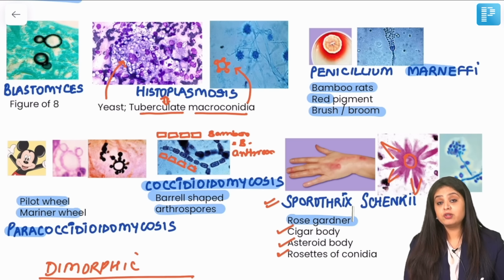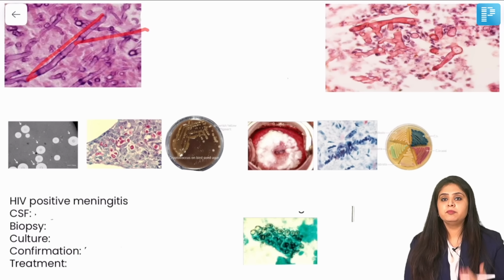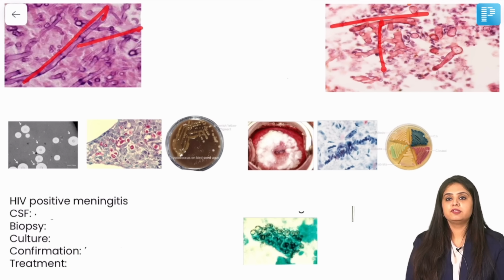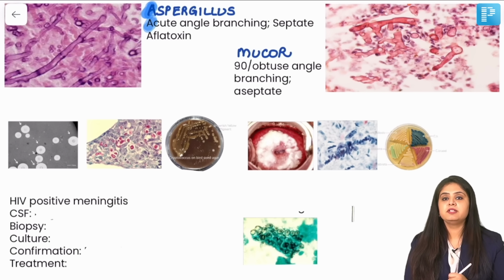and all of these together are classified as a dimorphic fungus. Moving on to the last slide of fungus, where you see some branching. Simple rule, if you see a 45-degree acute branching, it is aspergillus. If you see anything else like 90-degree obtuse, it is mucor. So repeating once again, aspergillus is 45-degree acute angle branching, and it is septate hyphae. Whereas mucor is opposite, they are aseptate and they'll be 90 or obtuse angle.